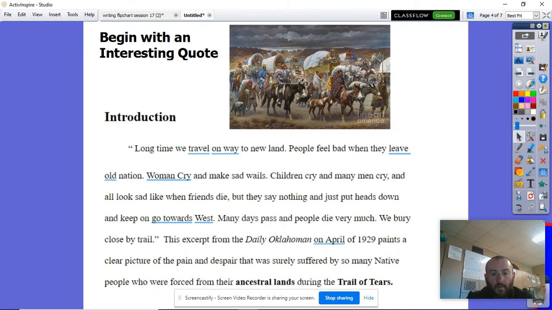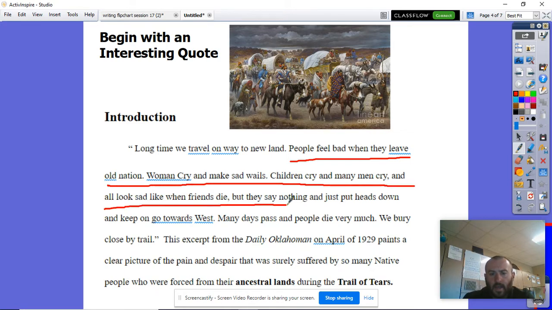Long time we travel on way to new land. People feel bad when they leave old nation. Women cry and make sad wails. Children cry and many men cry. And all look sad, like when friends die, but they say nothing and just put heads down and keep going on, go towards west. Many days pass and people die very much. We bury close by trail.